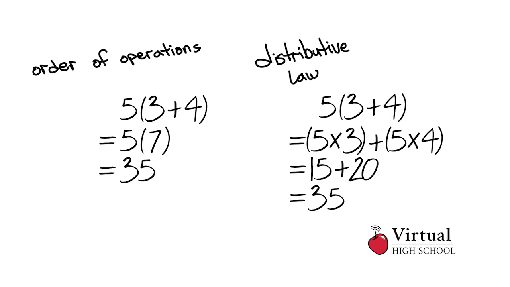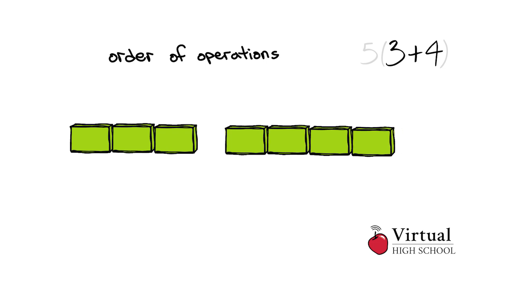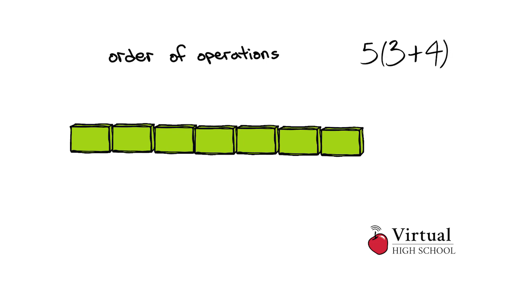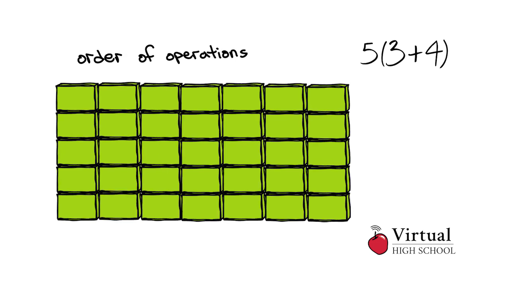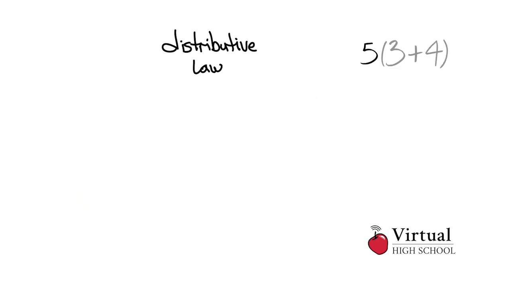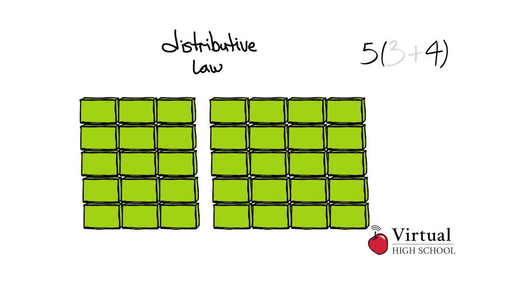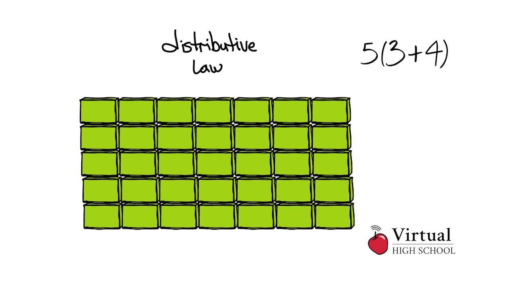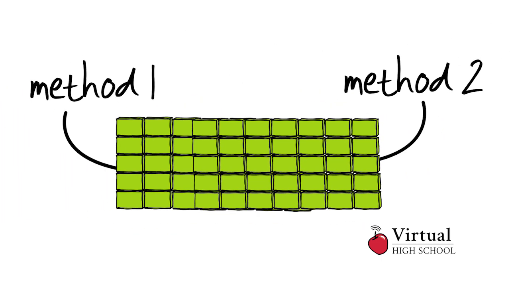Let's look at this visually. Using order of operations, 3 plus 4 can be shown like this, and when multiplied by 5, it becomes 5 rows of 7. Using the distributive law, 5 times 3 can be shown like this, 5 rows of 3. 5 times 4 can be shown like this, 5 rows of 4. Adding them together looks like this, 5 rows of 7. From this, we can see that there are different methods that provide us with the same outcome.